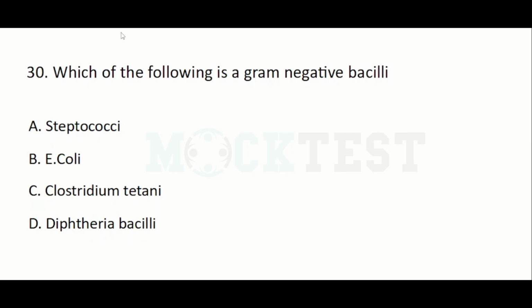Which of the following is a gram-negative bacilli? Option A, Streptococcus. Option B, E. coli. Option C, Clostridium tetani. Option D, diphtheria bacilli. Option B, E. coli. E. coli is a gram-negative bacilli.